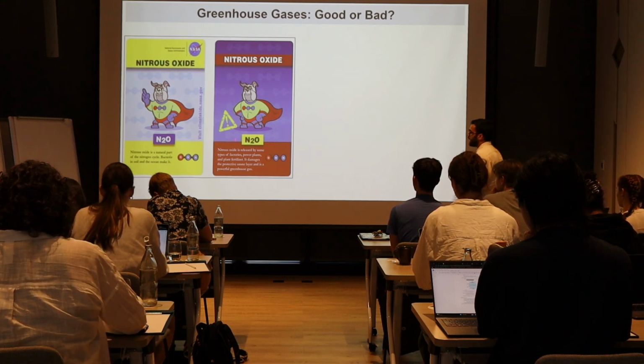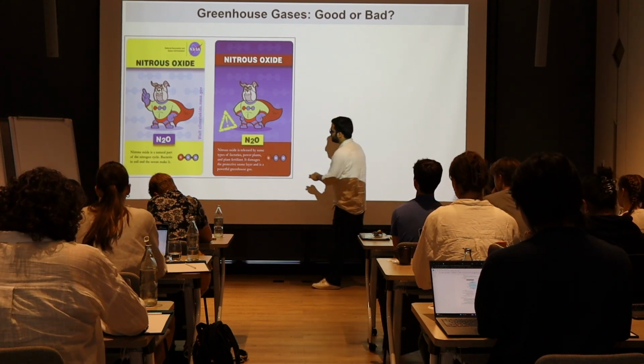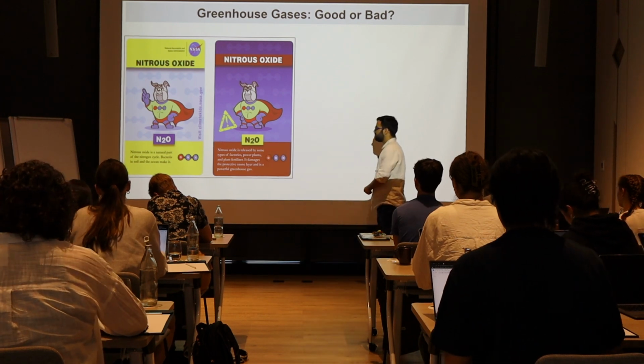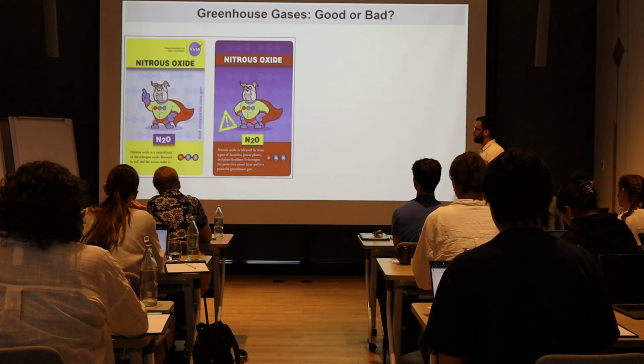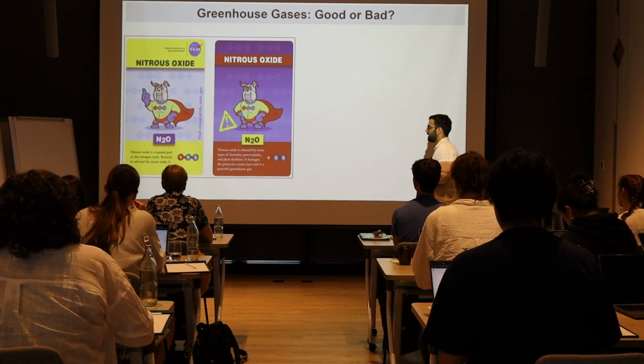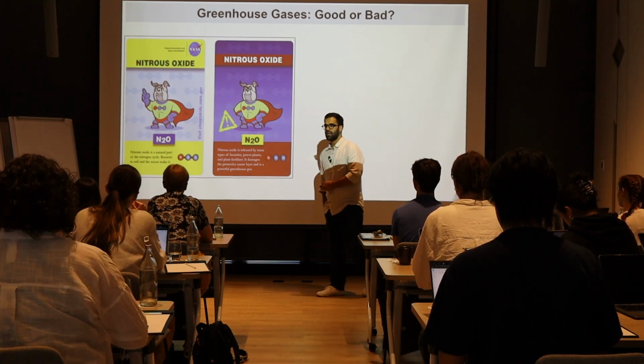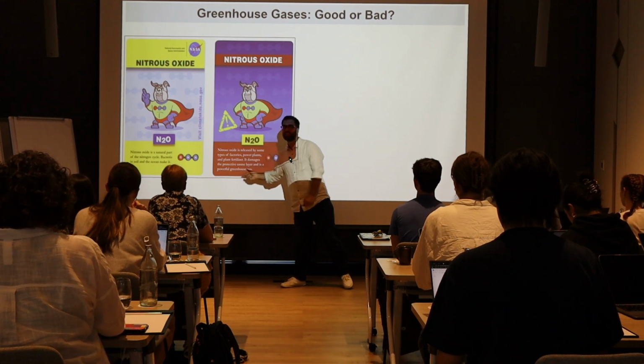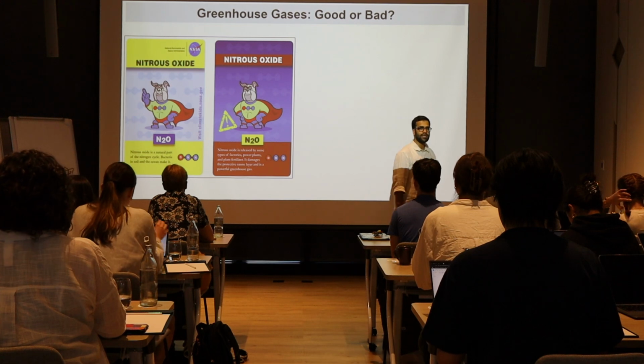But the nitrous oxide we are emitting into the atmosphere, coming from the factories, power plants, and fertilizers, damages the protective ozone layer and is a powerful greenhouse gas. When I say powerful greenhouse gas, we will discuss what that means.